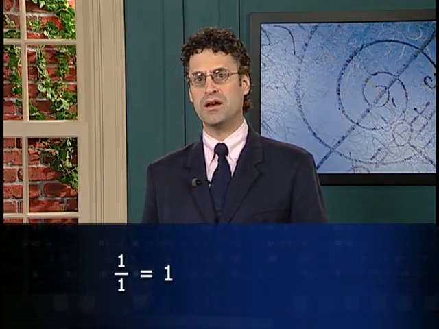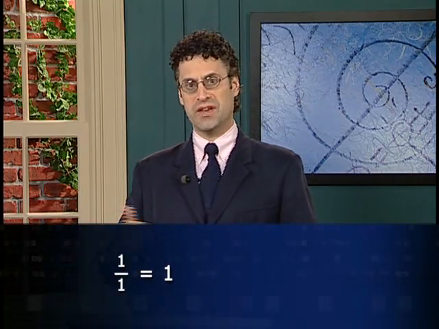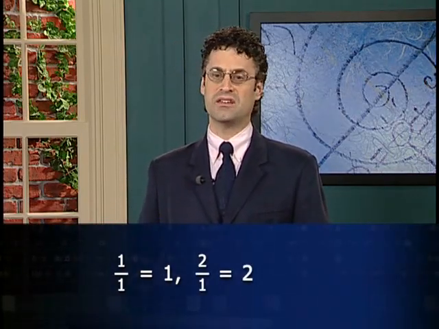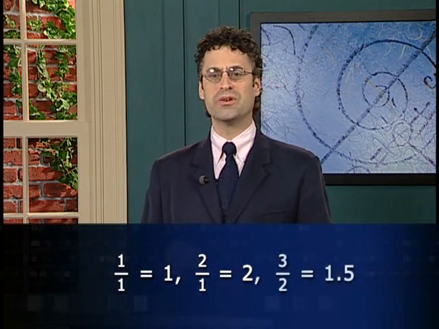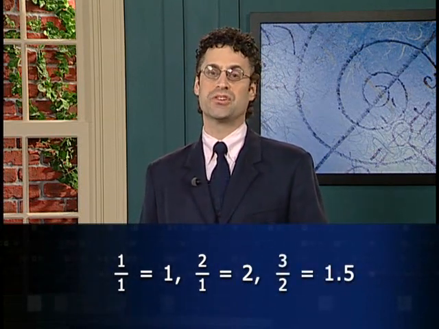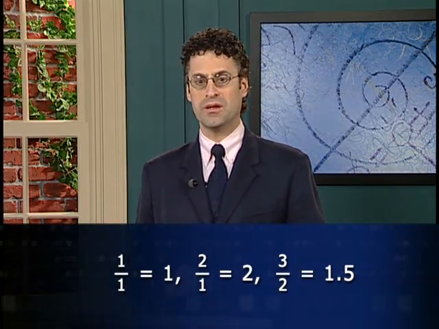1 divided by 1, the ratio of the first two terms, equals 1. The ratio of the next two terms, 2 divided by 1, is 2. So that's not 1, so we're already done. Let's just take one more example. 3 divided by 2 is 1.5. Clearly these ratios are not equal, so the Fibonacci numbers do not form a geometric progression.